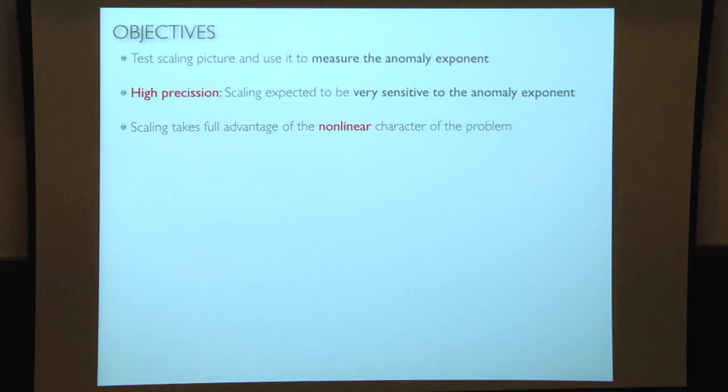So what's the objective? Our idea was just to test this scaling picture. And the nice thing is that it can be used to measure with very high precision the anomaly exponent. Why is that? Because the collapse of our profiles will be very sensitive to the right anomaly exponent. If you are not using the correct anomaly exponent, you won't find any collapse. And by minimizing some distance functions, as you will see later on, you can really measure the anomaly exponent with very high precision. Again, I'm not assuming at any point linear response. So I can be arbitrarily far from equilibrium with very high gradients. It takes full advantage of the nonlinear character of the problem.